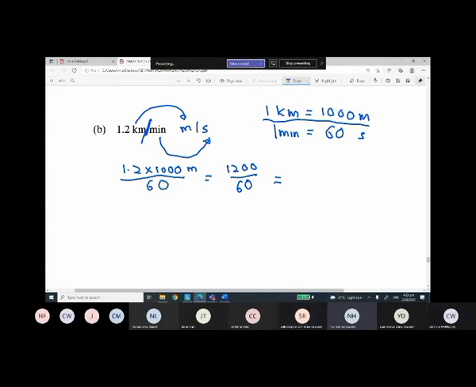It's 20, right? It will be 20. What's the unit? Because we are converting to meter per second, isn't it? So this answer is 20 meters per second. Okay, so your conversion is important. This part is important, okay? If you don't convert it correctly, you'll never get the answer.